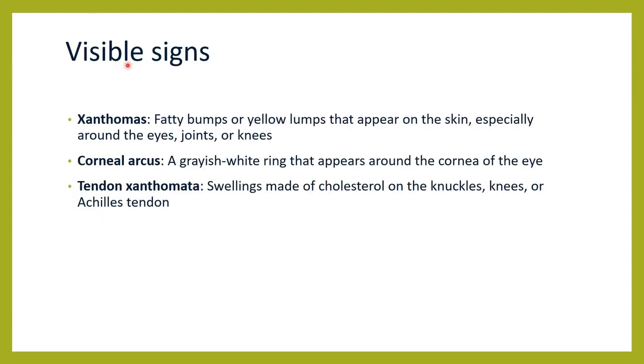Now, what are the symptoms or the visible signs of high cholesterol? The visible sign, what we can see when a person has high cholesterol, is xanthomas. What are xanthomas? They are nothing but fatty bumps. You can see yellowish bumps or lumps under the skin, especially around the eyes or around the joints, in the knee. You can see this deposition of cholesterol. Then you will see corneal arcus, that is a ring which appears around the cornea of the eye. And you can see these xanthomatous deposits in the tendons, especially in the knuckles, in the knee, or in the Achilles tendon. So that is called tendon xanthomas.